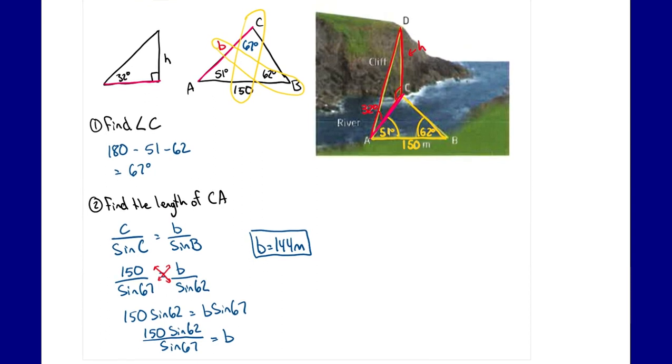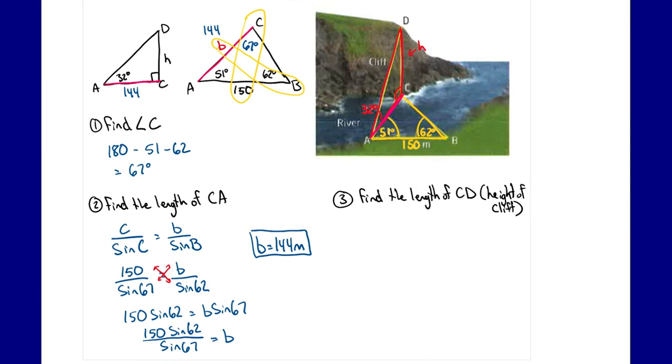So now that I know that common side, I have enough information in my right angle triangle now to help me find the height of the cliff. And that's going to be my last step. So if I relabel A, C, D, we're going to find the length of CD. I'll put height of cliff. So now we have enough information to find the height of the cliff.